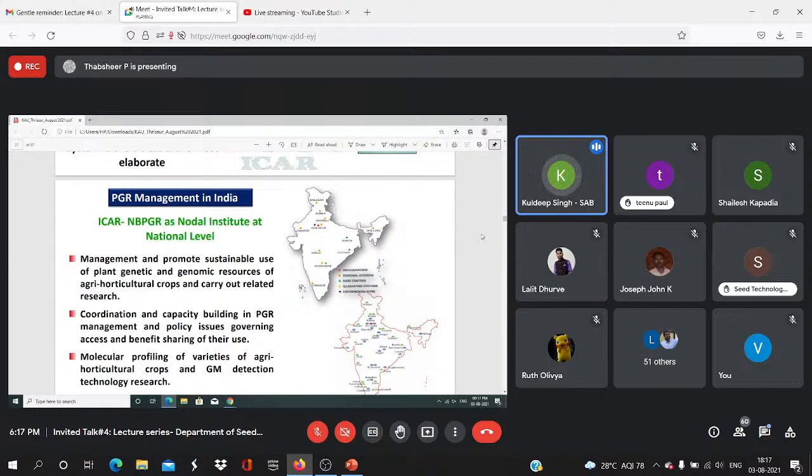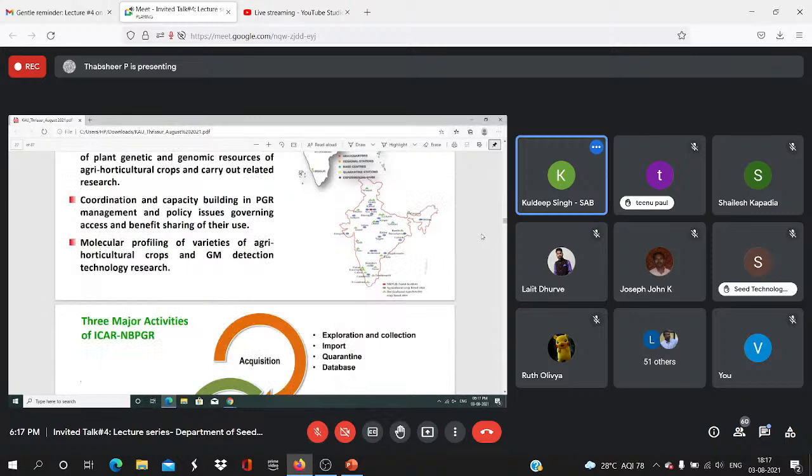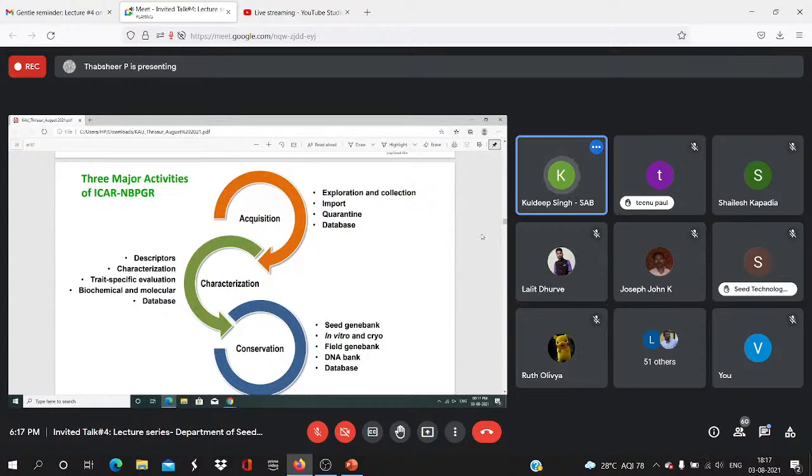Next slide, please. These are our major activities: to acquire the germplasm, to characterize it, conserve it, and then share it with you. We have 4 major activities, and we are doing pretty well in all of them. I will go one by one to share some of the progress we have made. Can I go to the next slide, please?